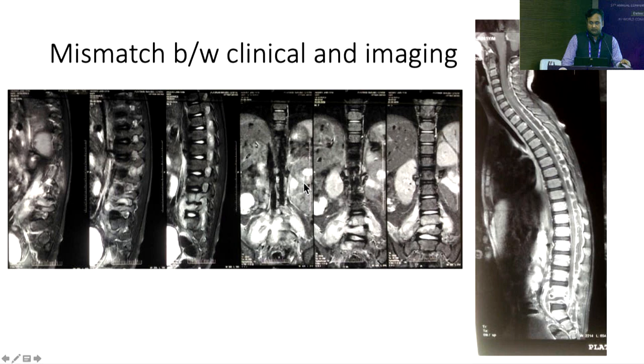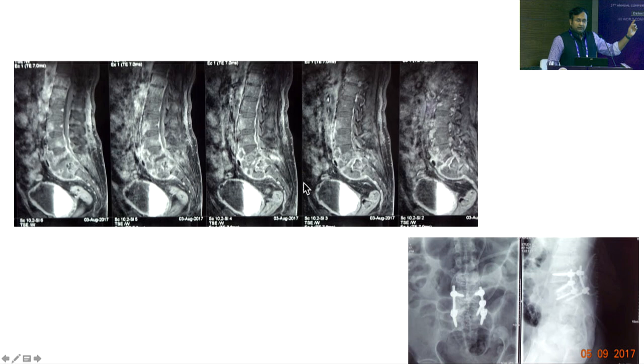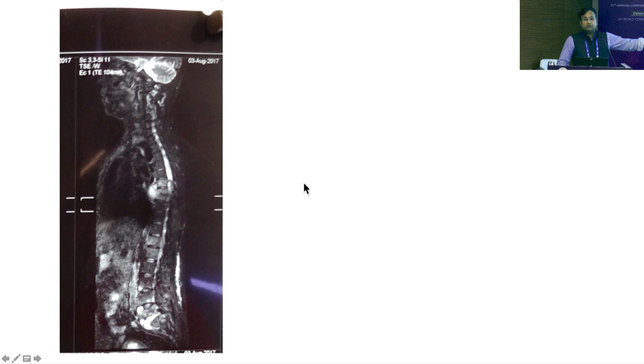This was another case. He was operated outside by someone who was having constant pain, but there were upper motor neuron signs, so we got the whole spine MRI done, and we could see that there was a lesion at the top as well, and then that has to be decompressed.